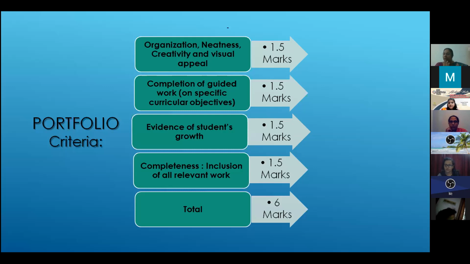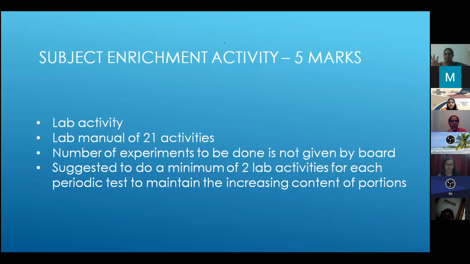This is only a sample, just I have put up. What I thought is, if it is total 6 marks, just directly we can make it into half, no, for internal assessment, 3 marks. That's why just I have put it as out of 6. Okay. All the points are there in the syllabus.